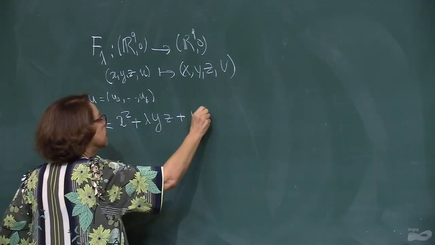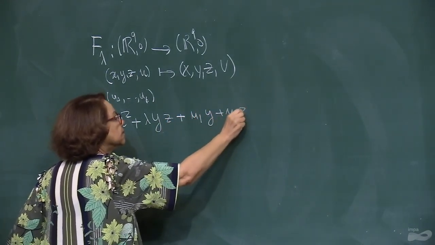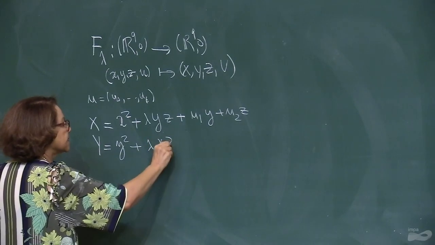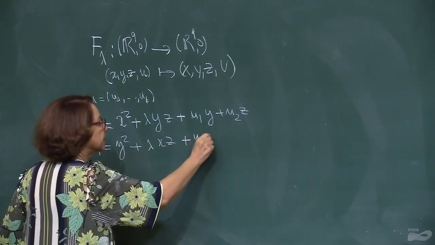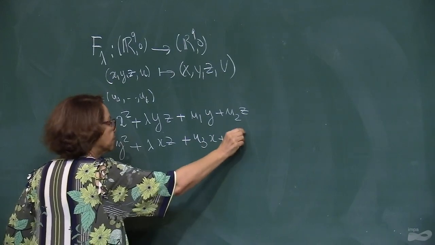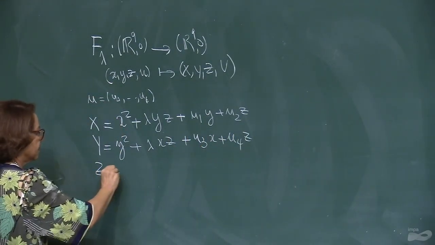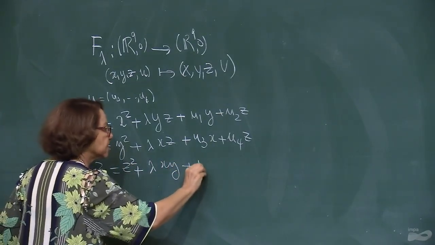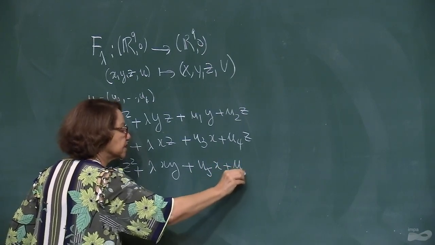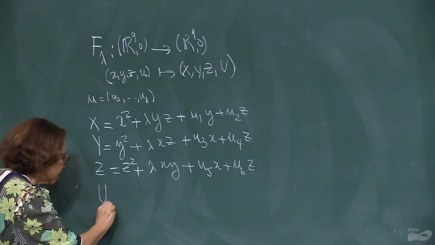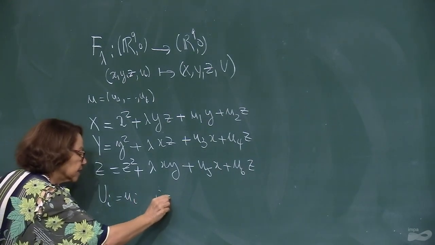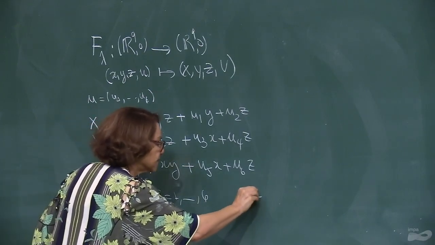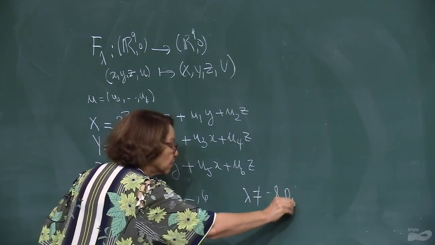plus u1 y plus u2 z. Y is y squared plus lambda xz plus u3 x plus u4 z. Z is z squared plus lambda xy plus u5 x plus u6 y. And the other coordinates are Ui equals ui, i from 1 to 6. So there are some exceptional values. So lambda is different from minus 8, 0, and 1.